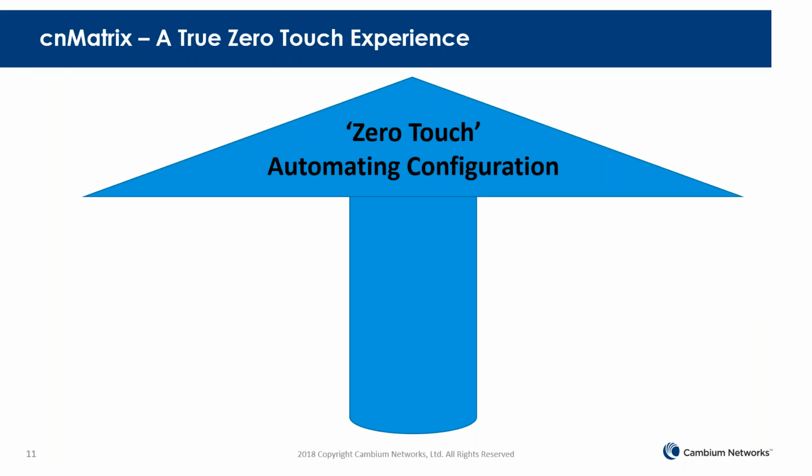Everyone talks about zero touch, but what is zero touch? It means you don't have to touch the switch. It automates the configuration that's necessary. It doesn't mean you don't have to configure it. The switch still needs configuration, but how do you automate that configuration?